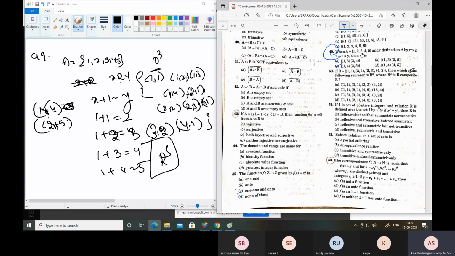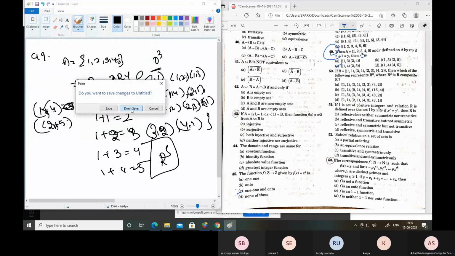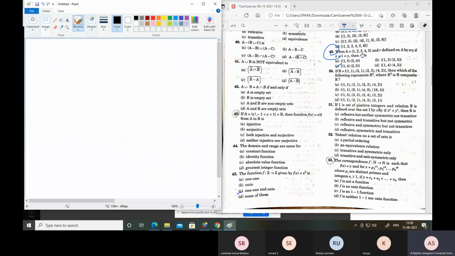So then this is what the composition is. So they are asking to write R composite R. So how do we find out the composition? Suppose here R is some relation like this: 1 comma 1, 3 comma 1, 2 comma 3, next 4 comma 2. So this is some relation. Then which of the following represents R square, where R square is R composite R.